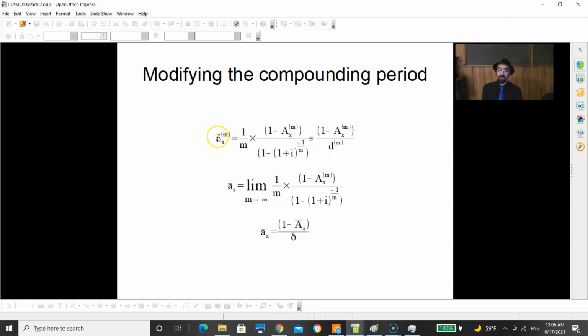And so we can say a double dot x super m equals 1 minus big A sub x super m over d super m, where again, d super m is defined as the monthly discount rate. So it's m times 1 minus 1 over 1 plus i to the 1 over m. Hopefully you remember that from exam FM.